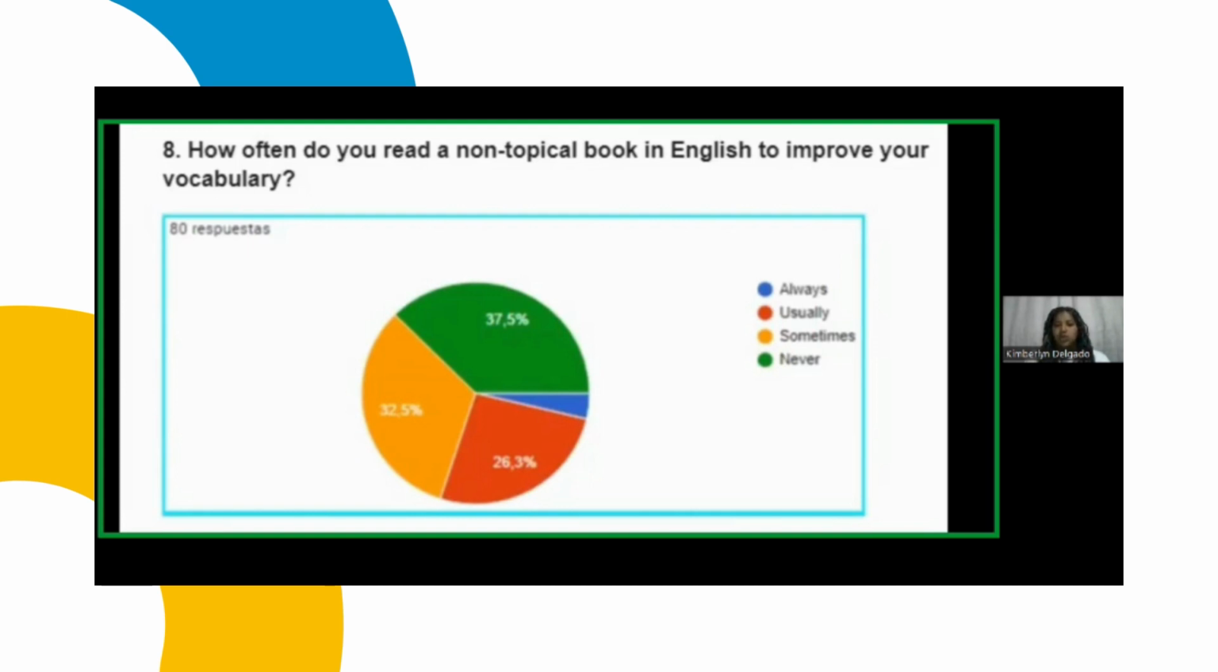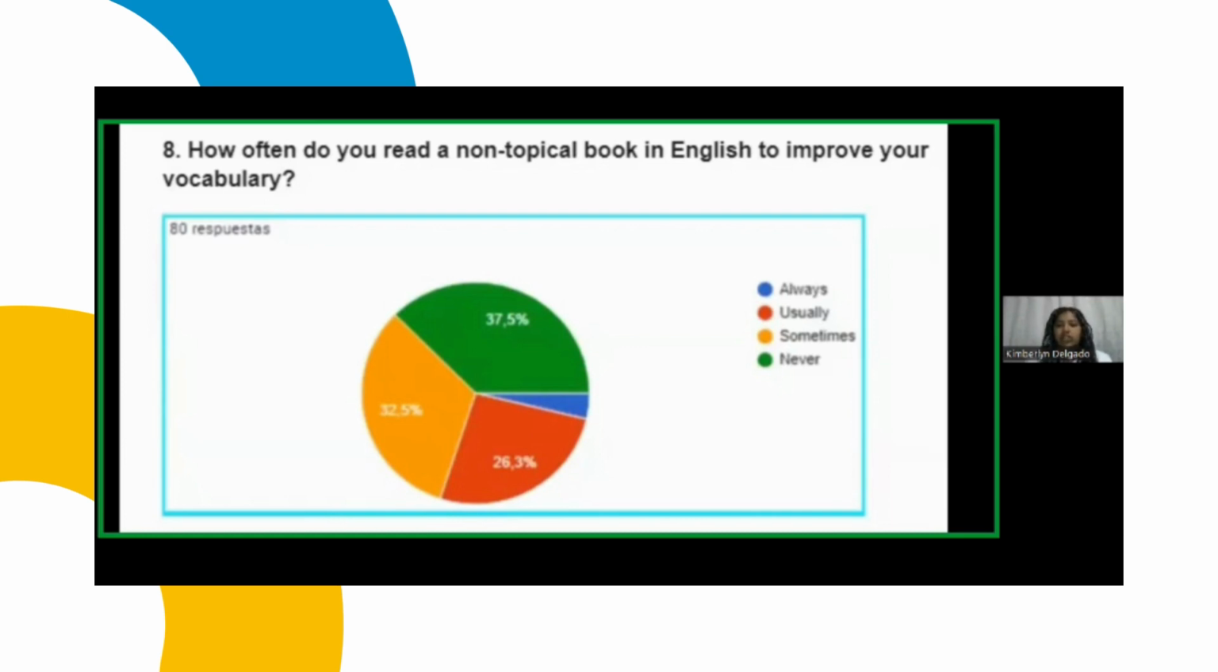37.5% people don't read any kind of book in English to improve their vocabulary, while the rest do read some kind of book in English either frequently or infrequently, but do so. On the other hand, reading books helps to acquire vocabulary in English and recognize words little by little.